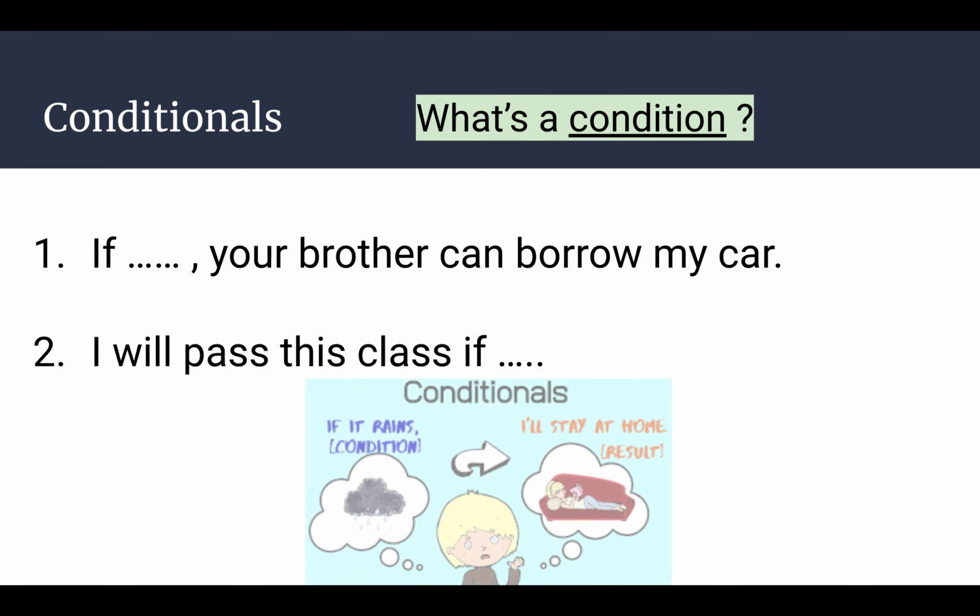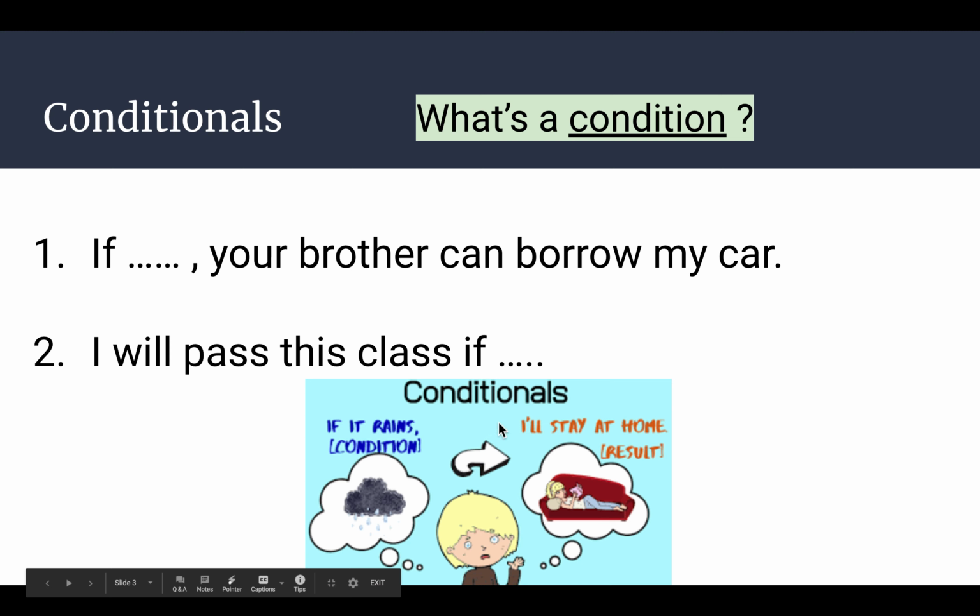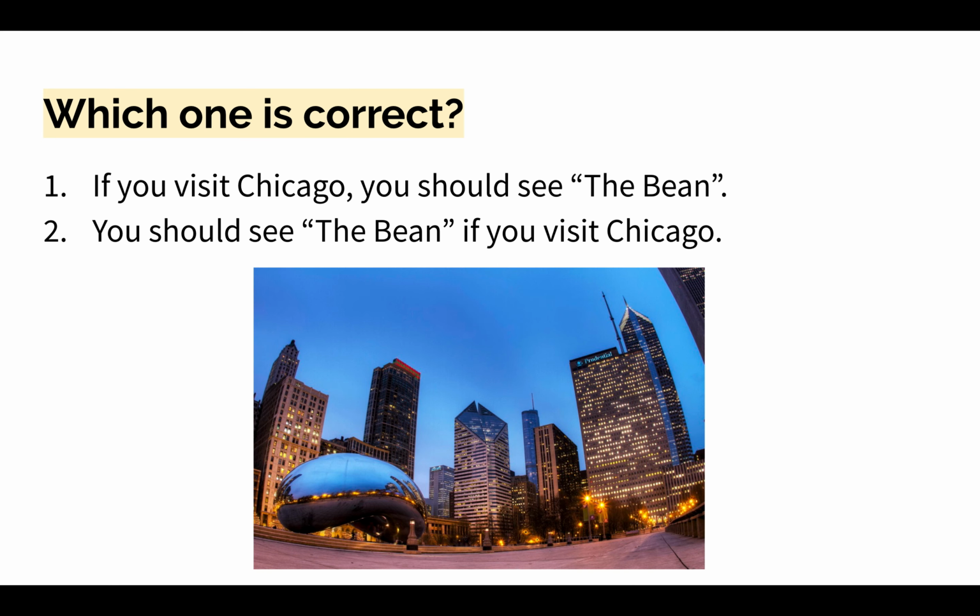So the important thing to remember here is that a conditional is composed of 2 main parts. It has a condition that begins with an if, if it rains, and then it also has a result clause, I will stay at home. Both of these are types of clauses, the condition clause and also the result clause. So each of them needs to have a separate subject and a separate verb for each one.